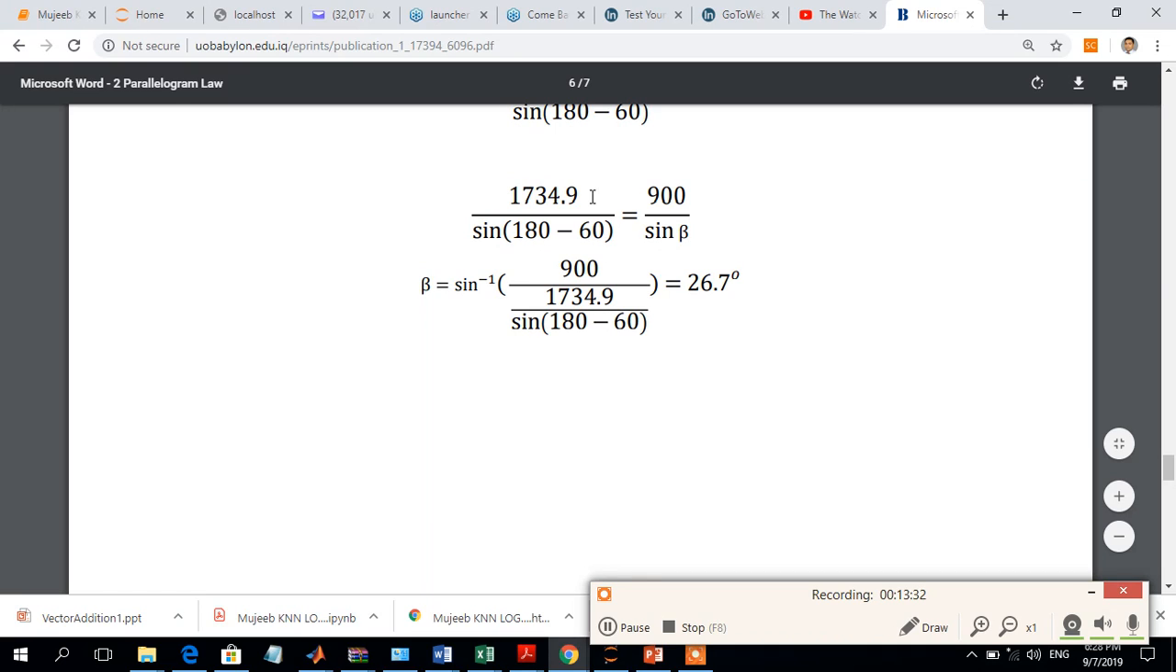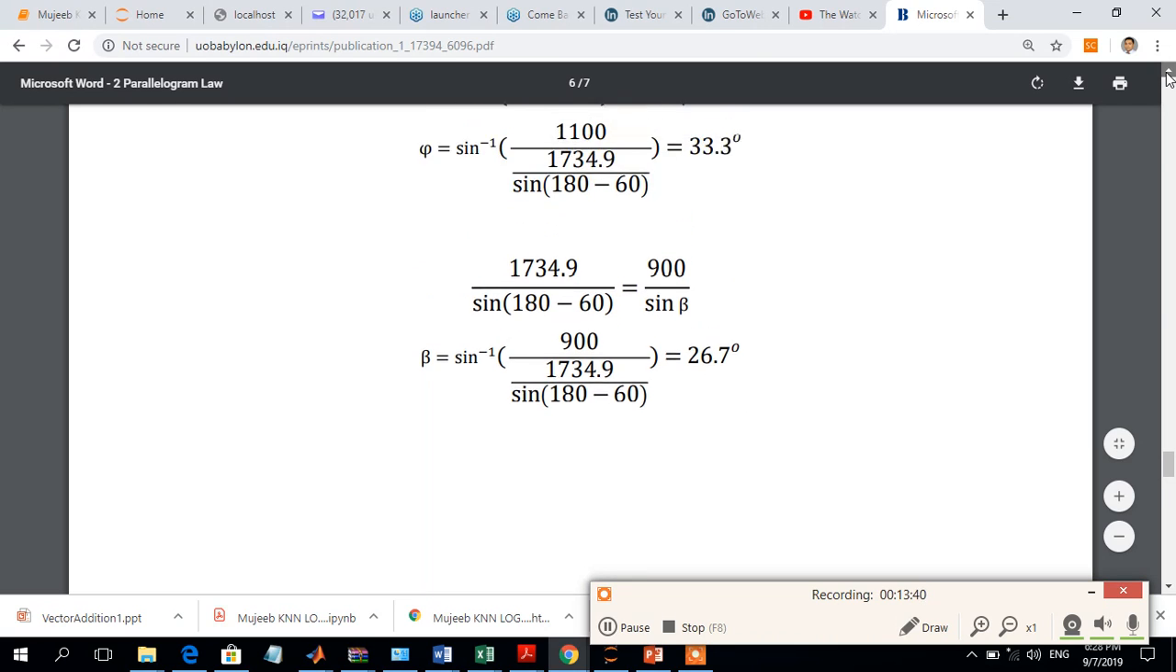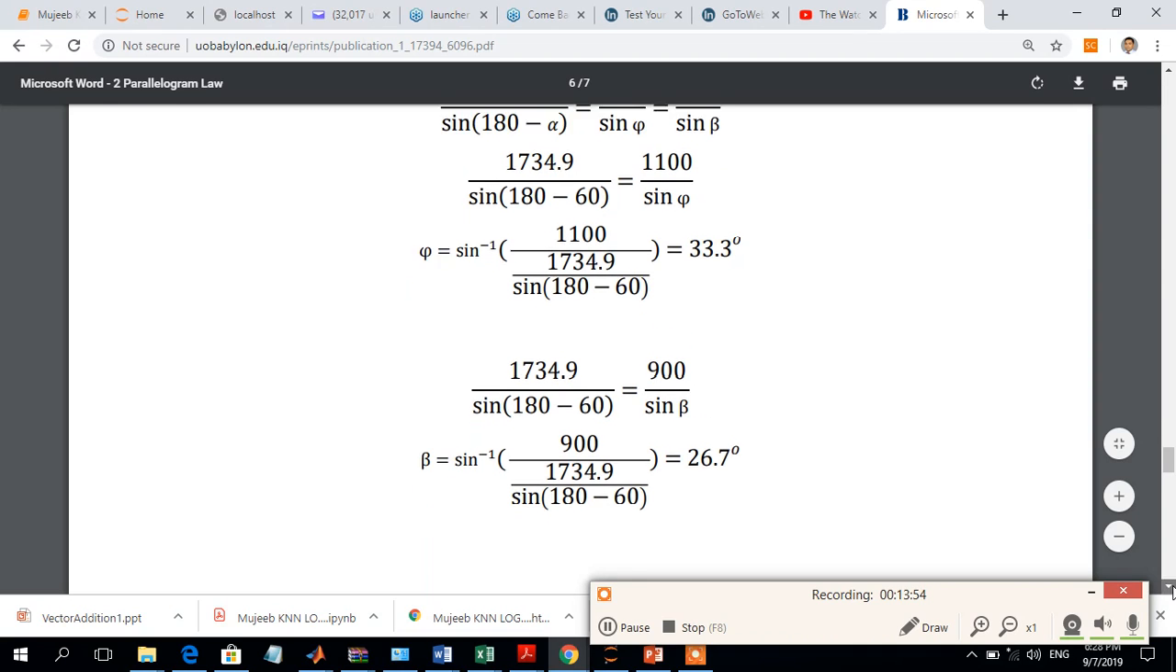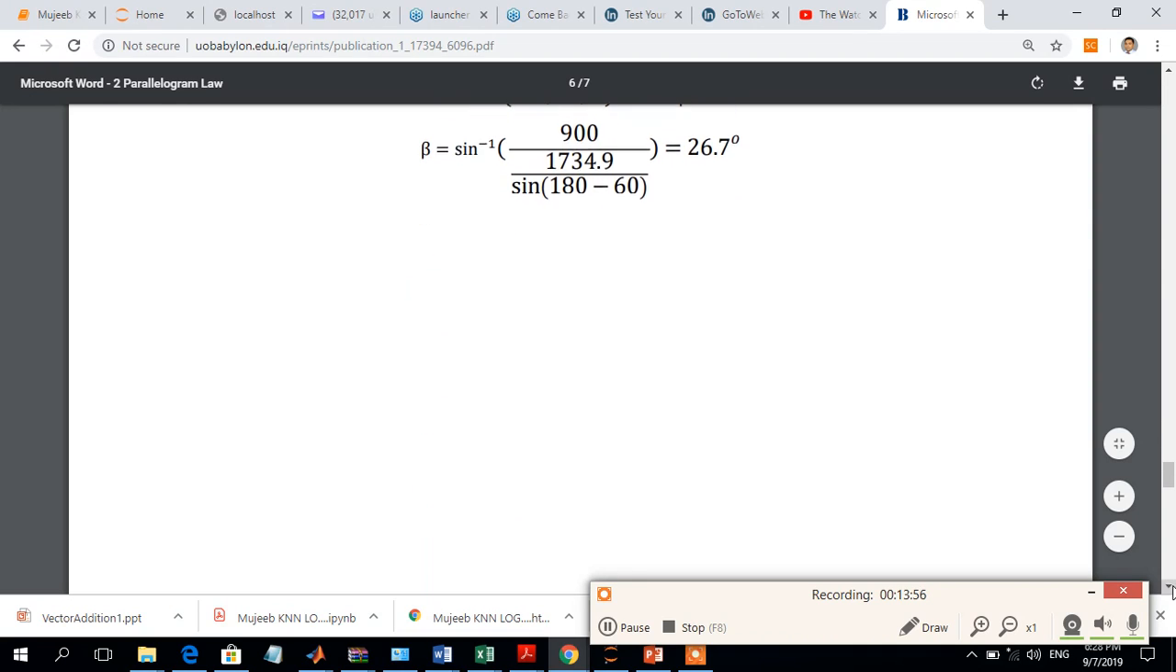So if you do the same process, the cross multiplication, you will be able to find the beta angle, which is 26.7. Now normally when we add these figures, 26.7 and 33 and the given angle, which is 180 minus 60, which is 120, we are supposed to get a total of 180 degrees. So that is how to check whether the calculation is correct or not.